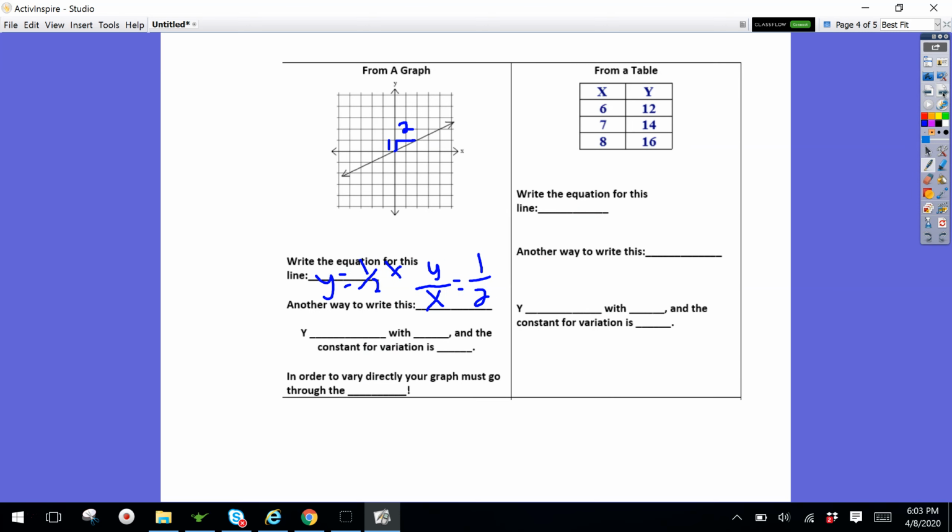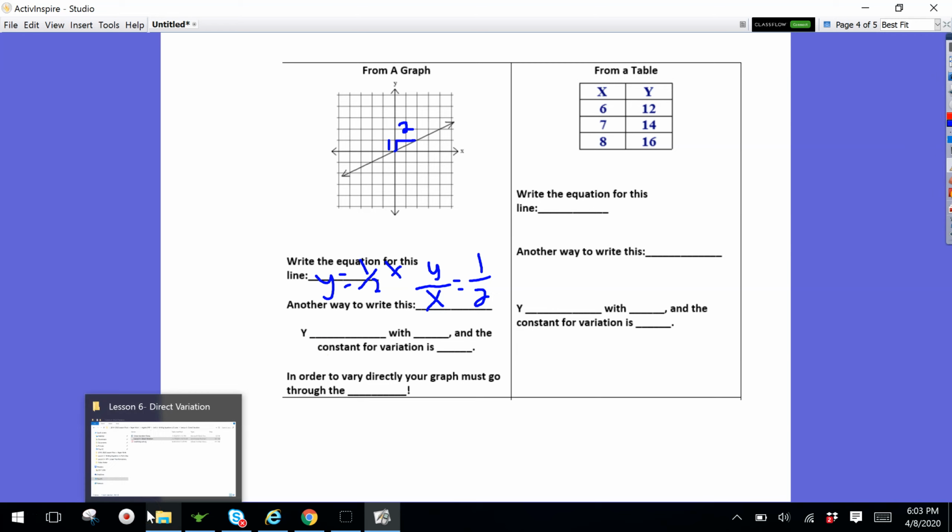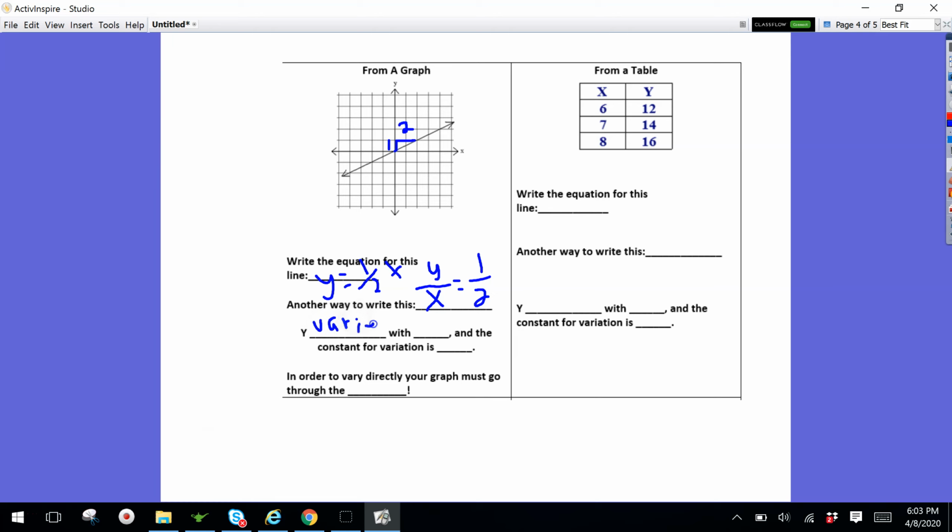Okay, so y here varies directly, and I kind of ran out of room, so I'm just going to write directly up here, with x, and the constant of variation in this case is 1/2. And so we have to remember that in order for it to be a direct variation, it cannot have a y-intercept. So it must go through the origin.